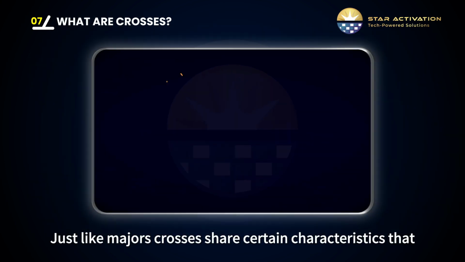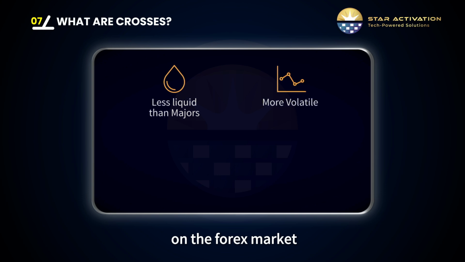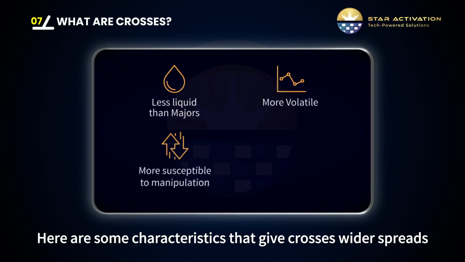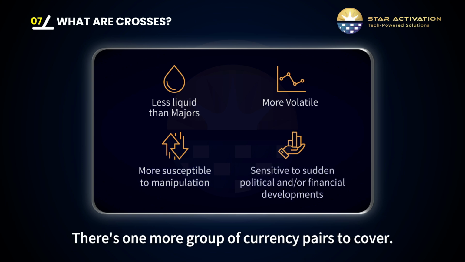Just like majors, crosses share certain characteristics that differentiate them from other groups of currency pairs. On the Forex market, here are some characteristics that give crosses wider spreads and make them riskier to trade than the majors. There's one more group of currency pairs to cover.